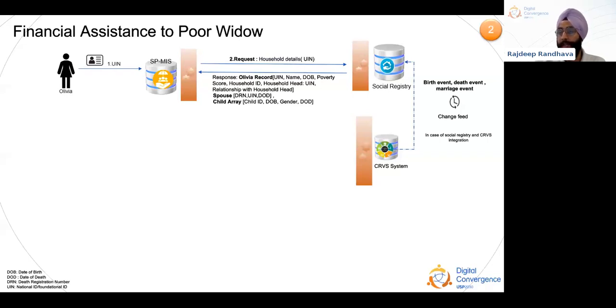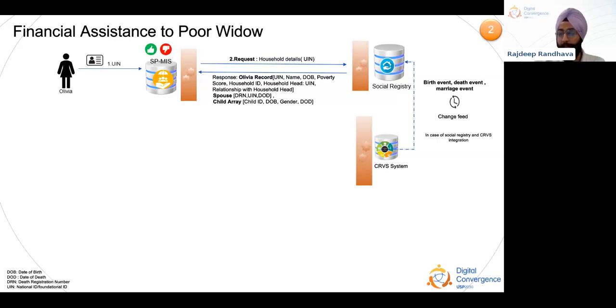The social registry returns her personal details and household details, including her UIN, household ID, name, date of birth, gender, poverty score, relationship with household head, and household head's UIN, name, including his deceased spouse information like his death registration number, date of death, and her child details, which includes the child ID, date of birth, gender, and date of death. Child details are fetched in case there is any amount of benefit on the basis of number of children and age. With this information in hand, the SP-MIS makes a decision.